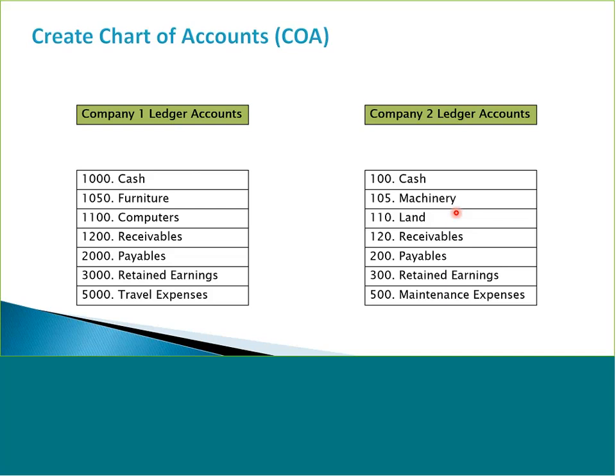These accounts, again, to emphasize, are all under the 5 types of accounts that we have already mentioned: the assets, the liabilities, revenue, and expenses. So cash is an asset, furniture is an asset, computers, asset, receivables are also an asset, payables, the liability, retained earnings, just retained earnings, and travel expenses also are under the expense type of account. And the same applies to this company two list of accounts.